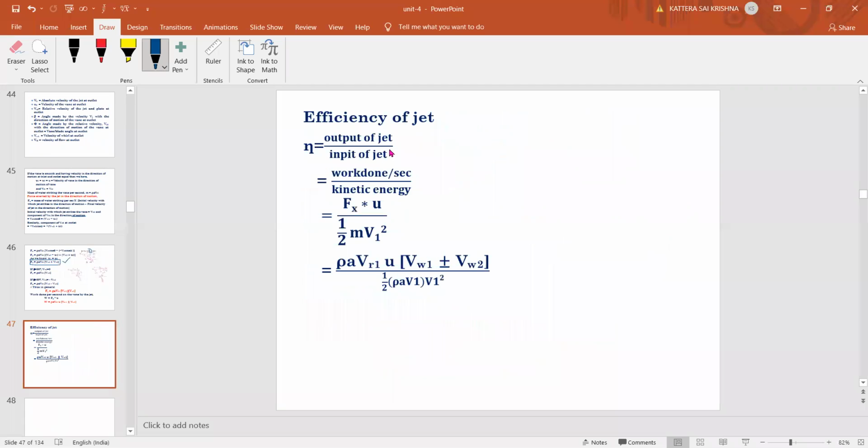Next, efficiency, you already know how to find it, right? Output of the jet by input of the jet. Input is kinetic energy again, so half m, where the jet velocity is V1.